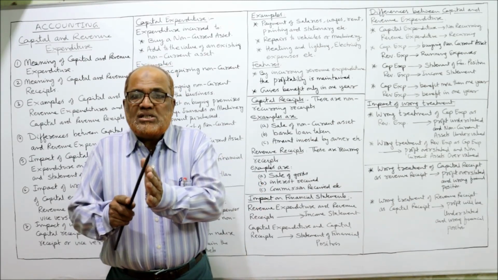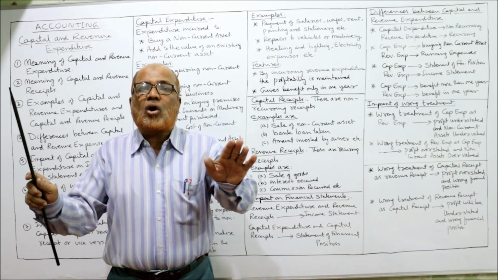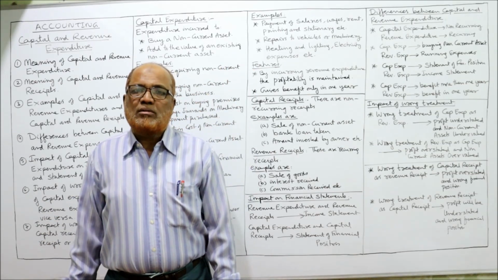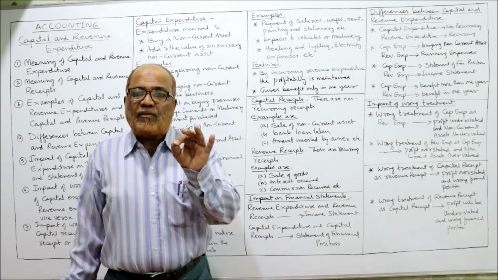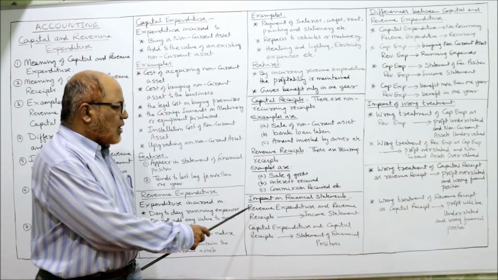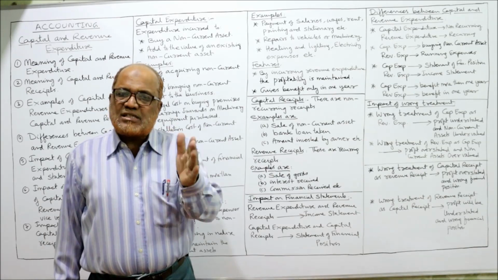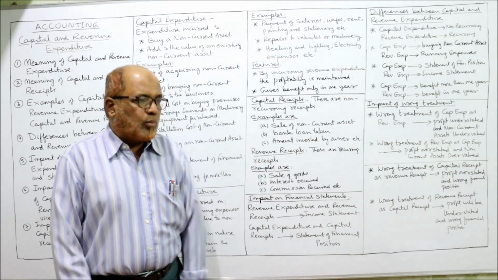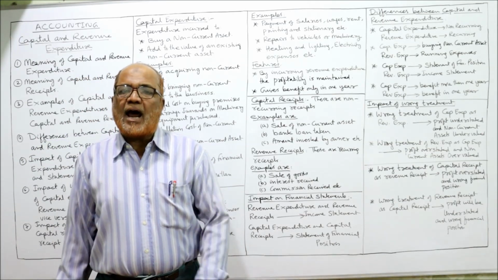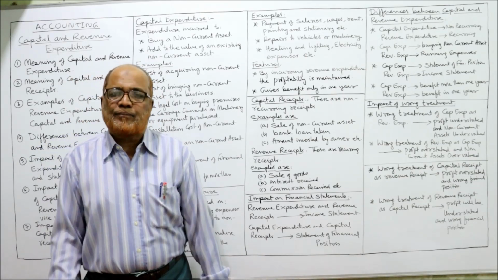So without distinguishing between capital and revenue expenditure, we cannot make the income statement and statement of financial position. That shows the importance of the differences between revenue and capital expenditure. Remember, revenue expenditure and revenue receipt both will go to the income statement, whereas capital expenditure and capital receipt will go to the statement of financial position.